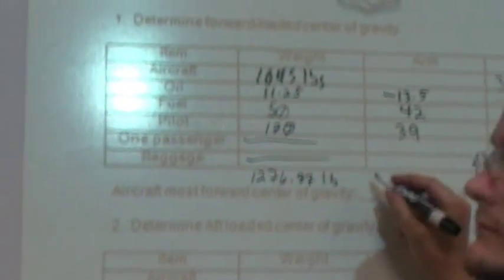Okay, 44207.005. And then our total weight was? 1276.87 pounds. Alright, so we're going to divide this by this, and we get 34.62. So that means your plane is still safe if you load it forward, extreme condition, okay? Yes.